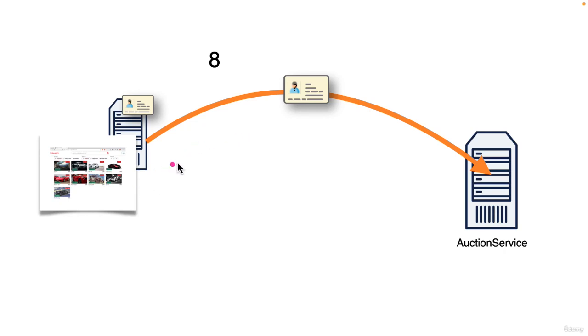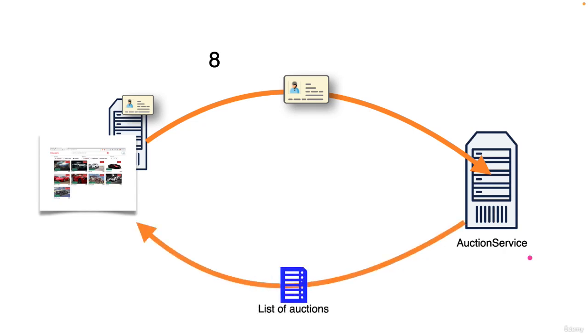So our client app then can send this token to the auction service, for example, and ask it to give it some stuff, such as a list of auctions. And behind the scenes, the auction service will verify this is a valid token, and if the token is valid, then it returns the data.